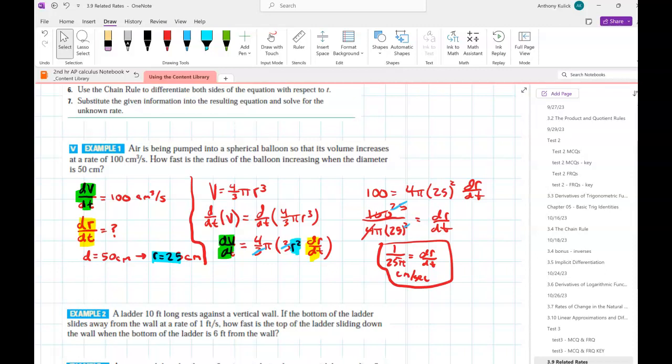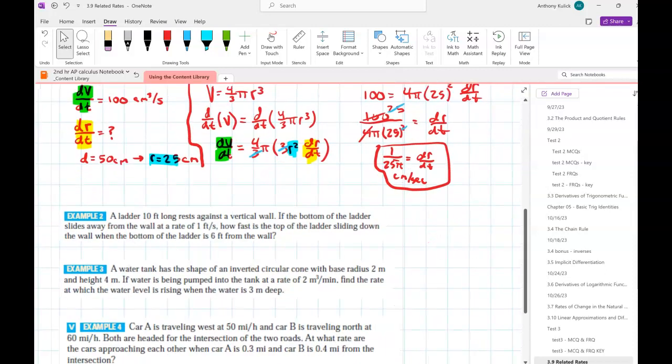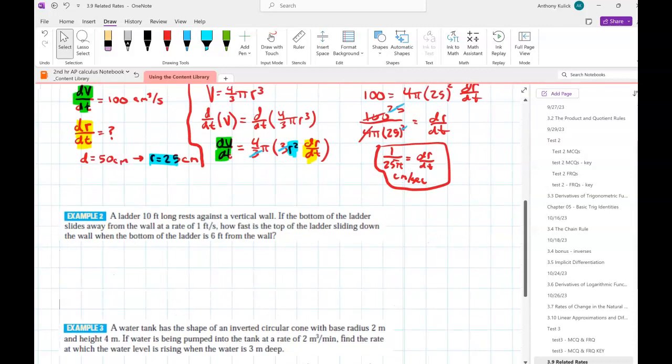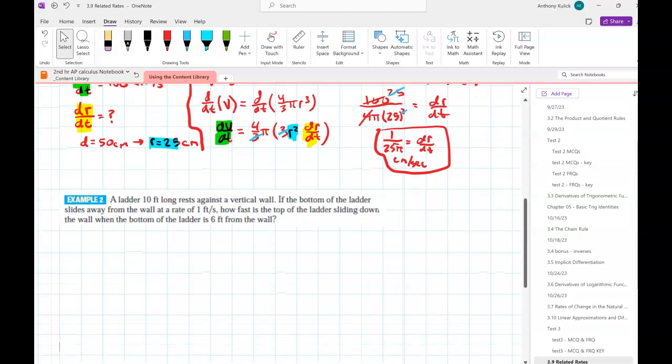Okay. Let's look at the next example. A ladder 10 foot long rests against a vertical wall. If the bottom of the ladder slides away from the wall at a rate of 1 foot per second, how fast is the top of the ladder sliding down the wall when the bottom of the ladder is 6 feet from the wall?